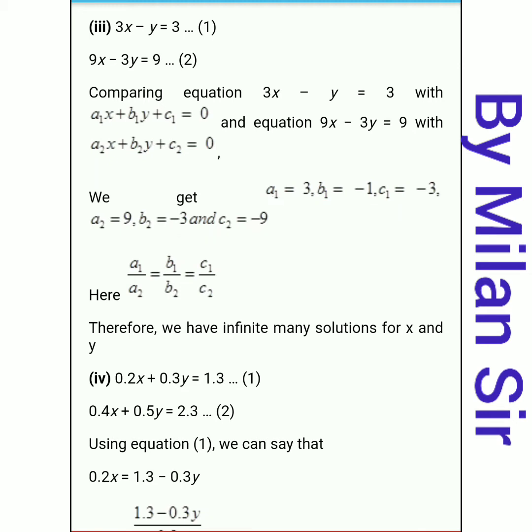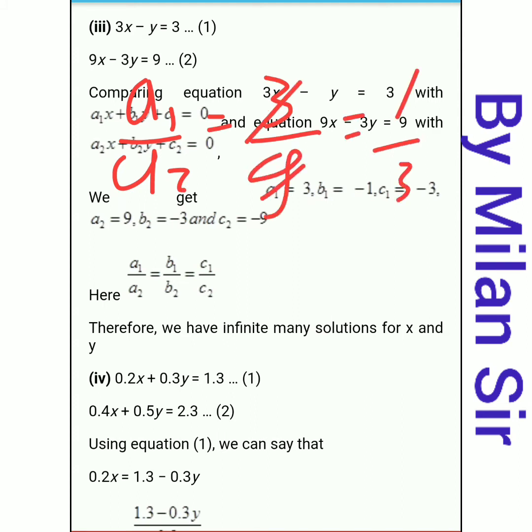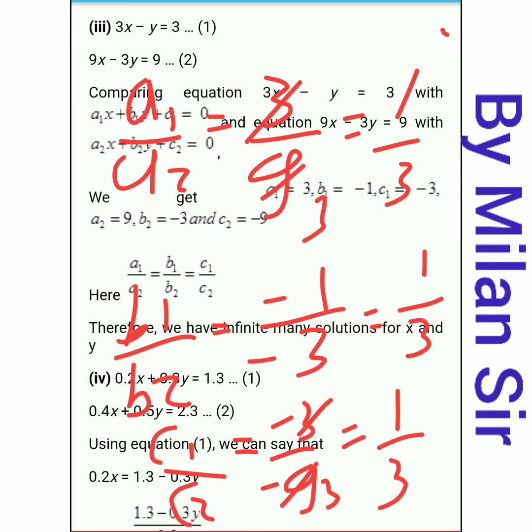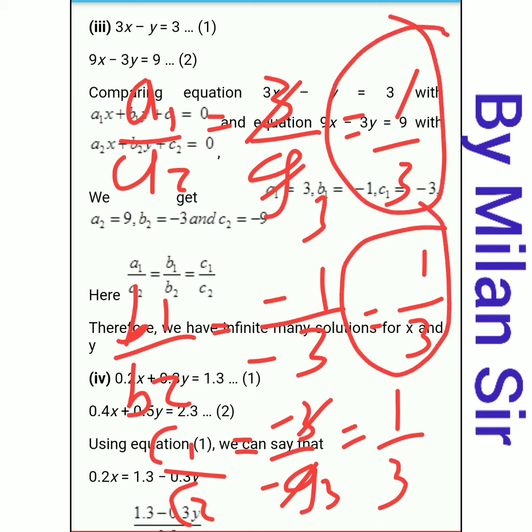Then just check the ratios. a1 upon a2: 3 upon 9, so 1 by 3, because 3 threes are 9. b1 upon b2: minus 1 upon minus 3, minus minus cut, 1 by 3. c1 upon c2: minus 3 upon minus 9, minus minus cut, 3 threes are 9, 1 by 3. So here a1 upon a2, b1 upon b2 and c1 upon c2 are the same.